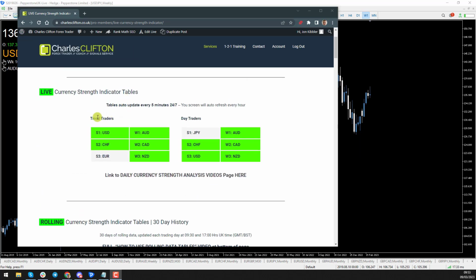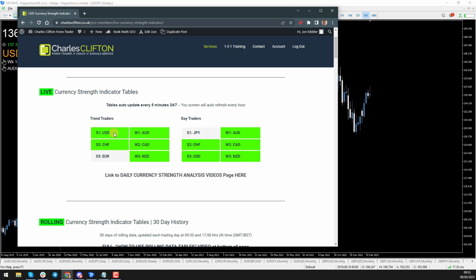We have our trend traders table and our day traders table. These are the same studies but just highlighting different time frames. You can see here some of the currencies are highlighted in green. That means there is a confluence between those trading time frames, and that's where we'll be focusing our attention in the videos. The tables auto update every 5 minutes 24/7, meaning that our members can see how the market stands right now in real time.